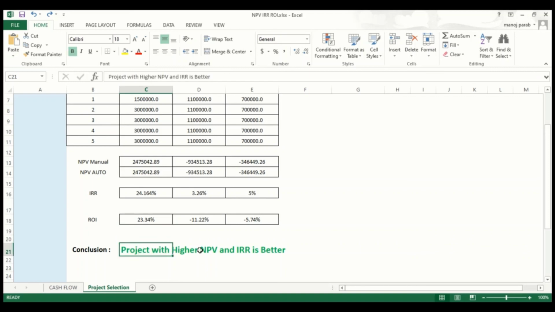So here is the conclusion: the project having higher NPV or IRR is better. In this case, project A is the better one.